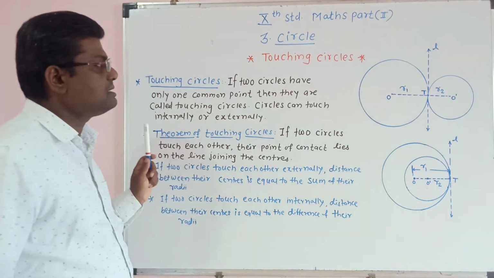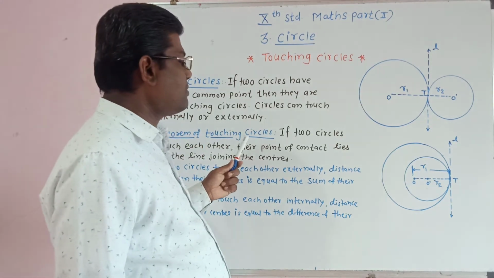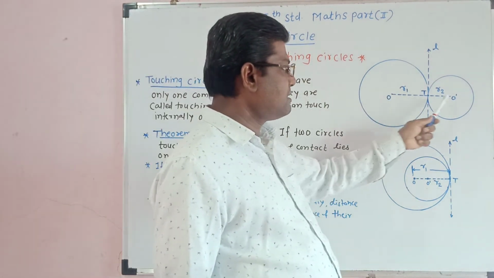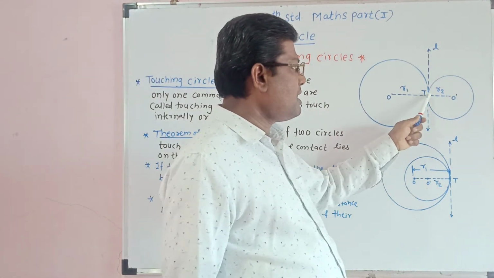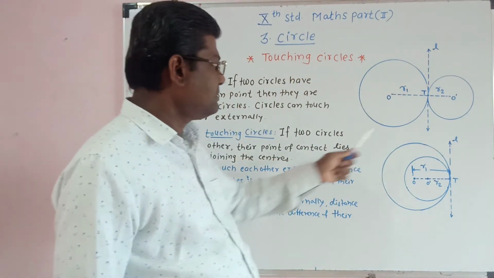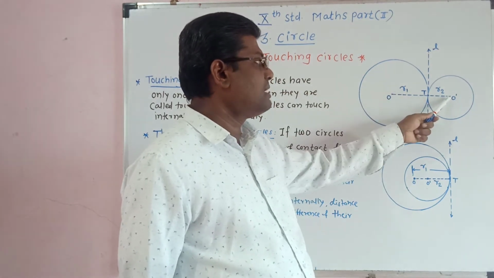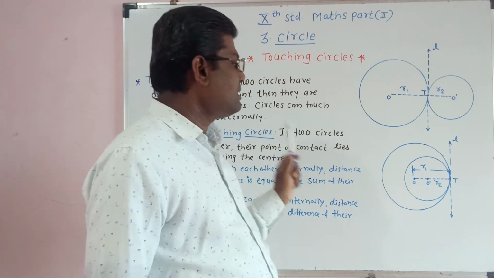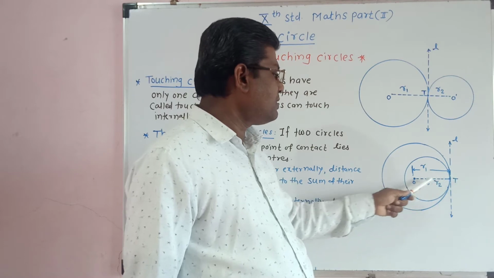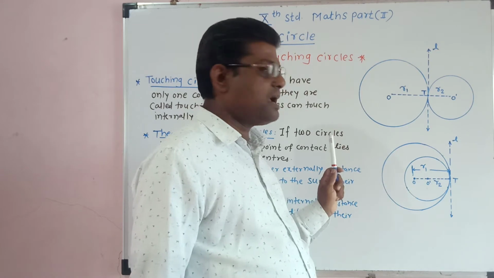Now the theorem of touching circles. If two circles touch each other, their point of contact lies on the line joining their centers. This point of contact T lies on the line O O dash, which is the line joining their centers. Here also the point of contact T lies on the line O O dash, the line joining the centers of the circles.